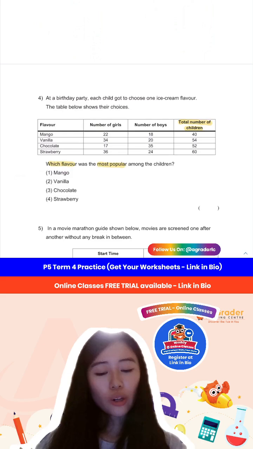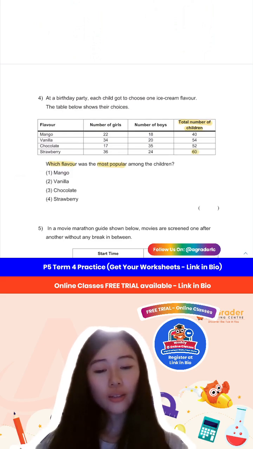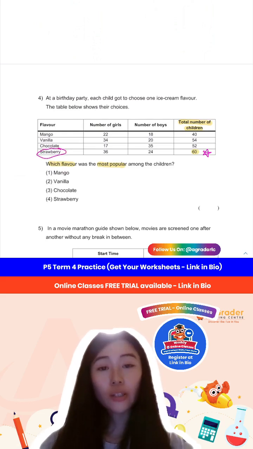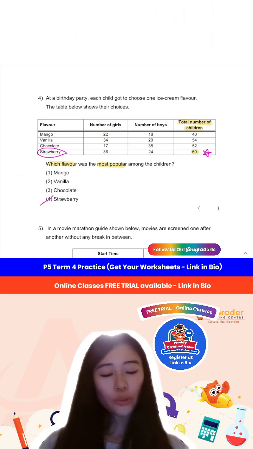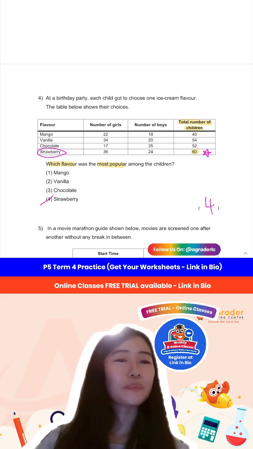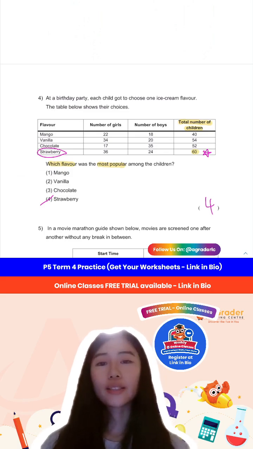For this column, you just compare the numbers and you can see that 60 is actually the greatest. So that means that strawberry is going to be the most popular. So this will be option 4, which all of you got correct. Okay, so strawberry is the answer.